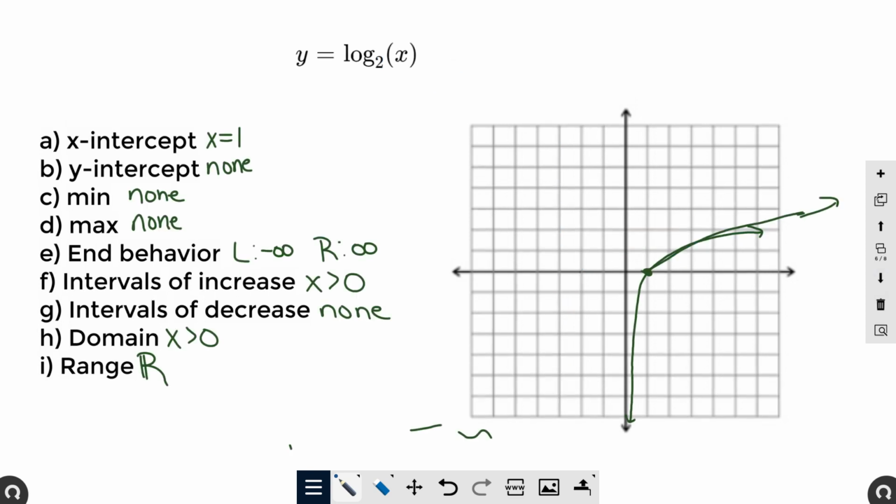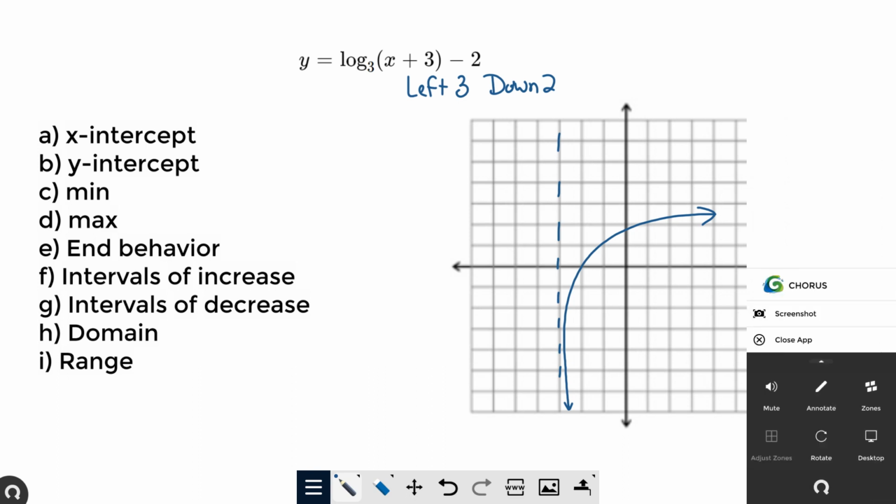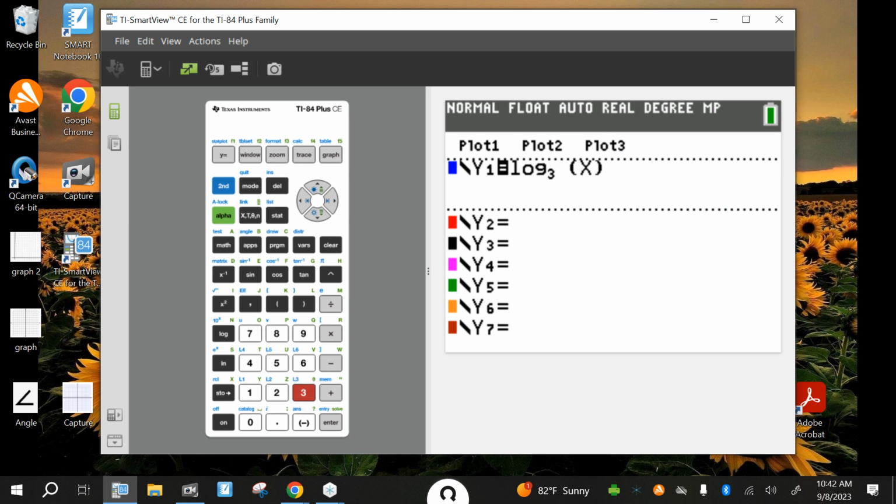So before we had this graph where we could think about our y-axis as being the line that it doesn't touch. But now, if we shift it left 3, we have a new kind of y-axis that the graph doesn't touch. Down 2 just changes where it's going to cross the x-axis. So let's graph it on our calculator, because I know that's not a very good graph. Go to y equals, it was log base 3 of x plus 3, and then minus 2. Since we all have that log base button on our calculator, it makes it a lot easier for us to just graph there.